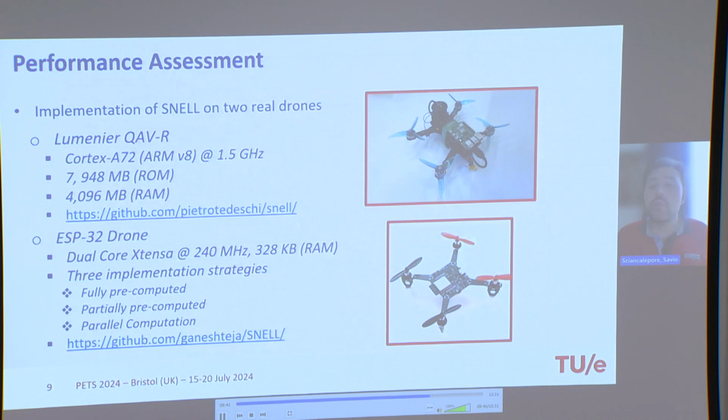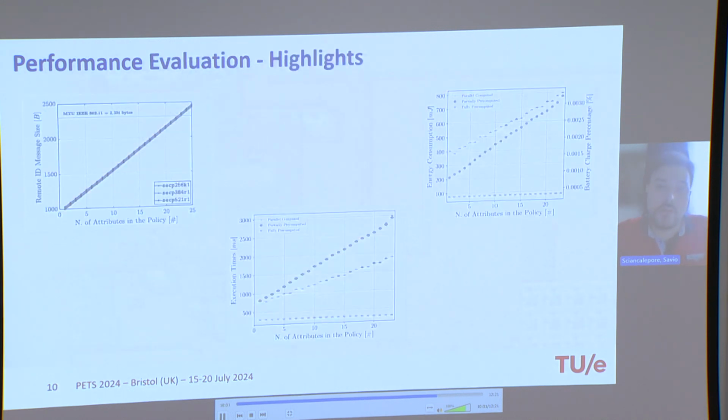In the fully precomputed, we precomputed all the parameters of CPAB. In the partially precomputed, we accelerated the operations through the precomputation of only some parameters. In the parallel computation, we do everything at runtime by using the two cores that are provided by the ESP32. Both implementations are publicly available. These are the links, and you can find them in the paper.